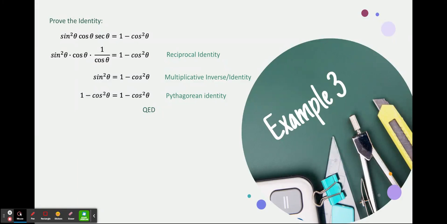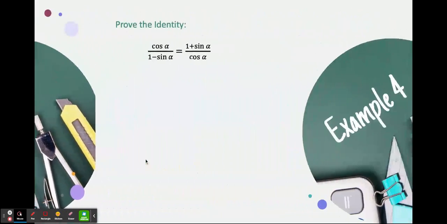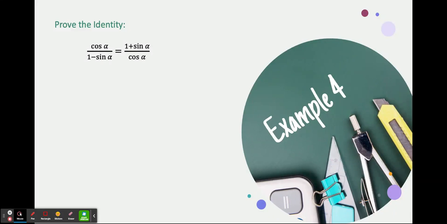Now, the more of these you do, the better you'll get at these. It does take some practice and trial and error. Let's look at example 4. This one's tough. It starts out with cosine alpha over 1 minus sine of alpha equals 1 plus sine of alpha over cosine of alpha. So they're very similar. So really, whatever side you work is up to you.